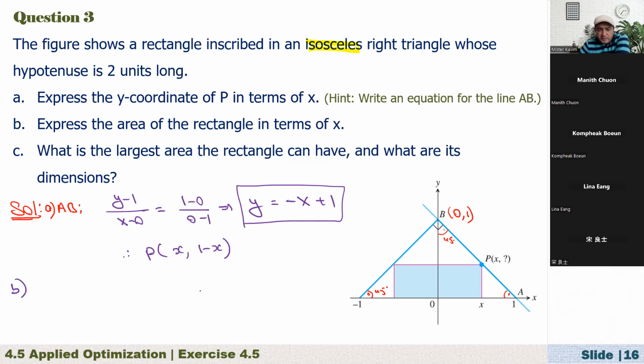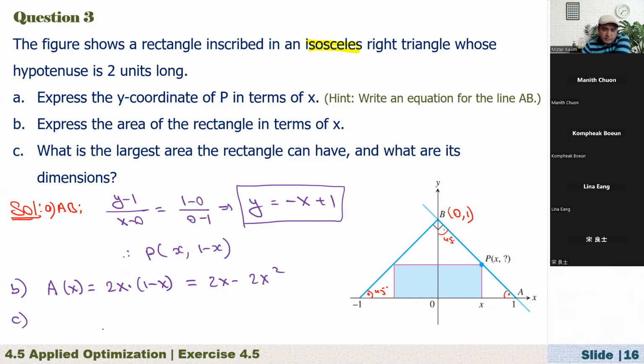So if it is x, then what is the area of the rectangle in terms of x? As you see here, half of the length is x, so its length is 2x. And how about its height? Its height is 1 minus x, right? Let me just expand this: here we have 2x minus 2x squared. And what is the largest area that the rectangle can have, and what are its dimensions?